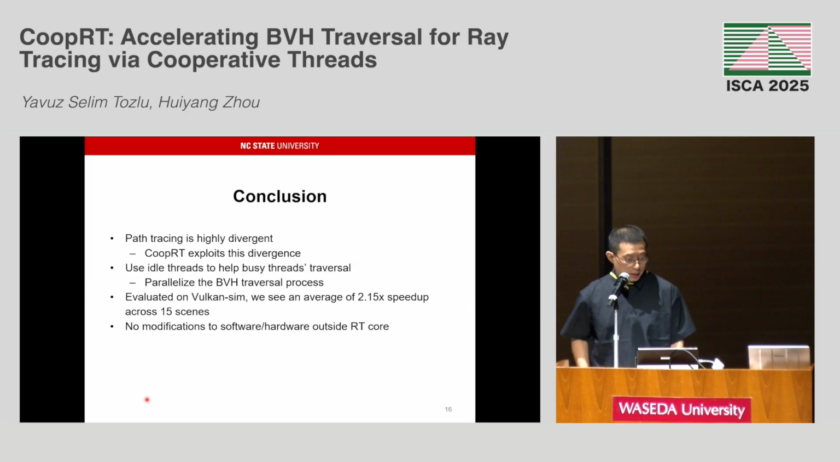So in summary, the key takeaway is the observation that path tracing, or in general concurrent tree traversals, are highly divergent. And with our CoopRT idea, instead of making those workloads less divergent, we try to take advantage of this divergence. The idea is to use idle threads to help the busy threads. A little bit of hardware overhead, but significant speedup at the end.